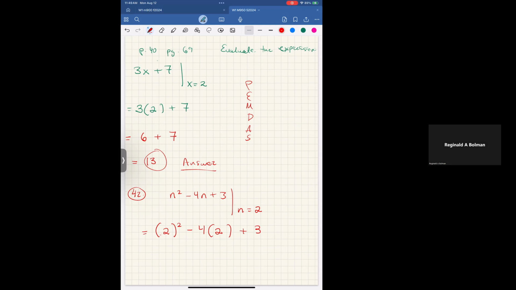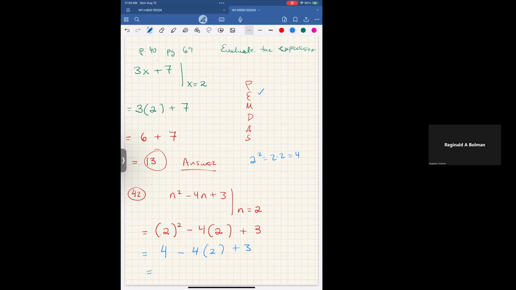Now, scan through this. According to PEMDAS, we need to look at those exponents first. 2 quantity squared is the same thing as 2 times 2, which gives you 4. And now we've got this expression. Go ahead and write one operation per line. It's good practice. You scan through this. We can't add the 4 with the -4 times 2. We can't add the 3 with the -4 times 2. So we really have to attack that -4 times 2 operation.